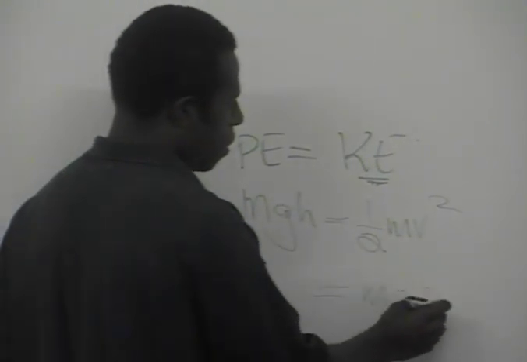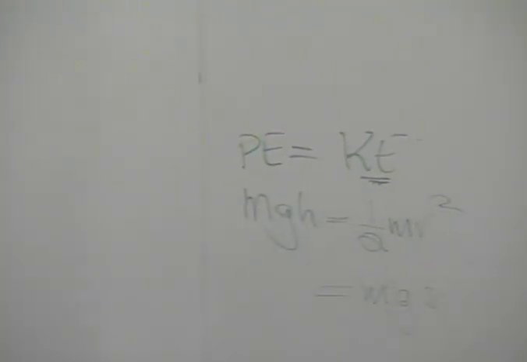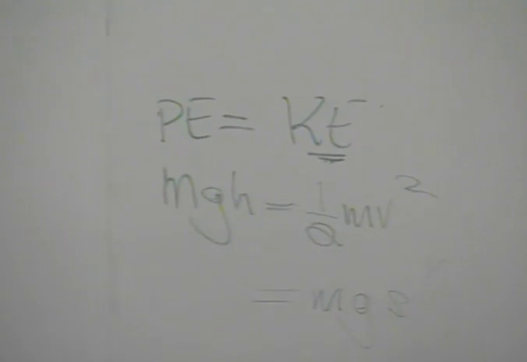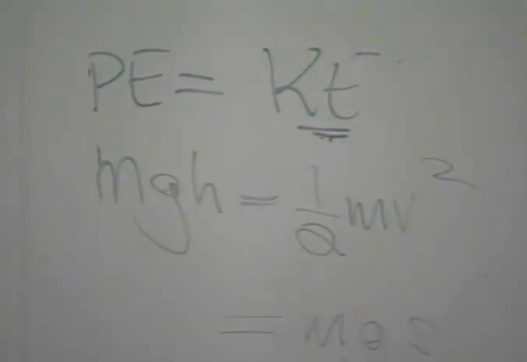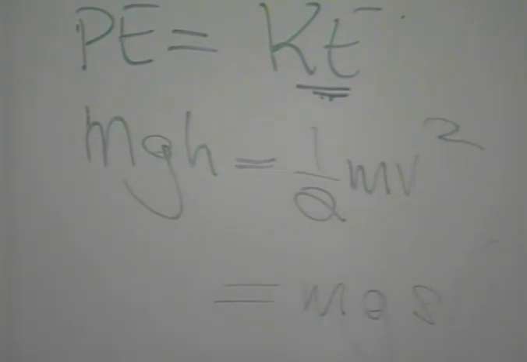And then because of all of this, we will have mg times s, as s is the distance. Because it is smooth, we cannot consider the frictional force, so it is just mg times the distance s times the sine of that angle. That is the work that is done.